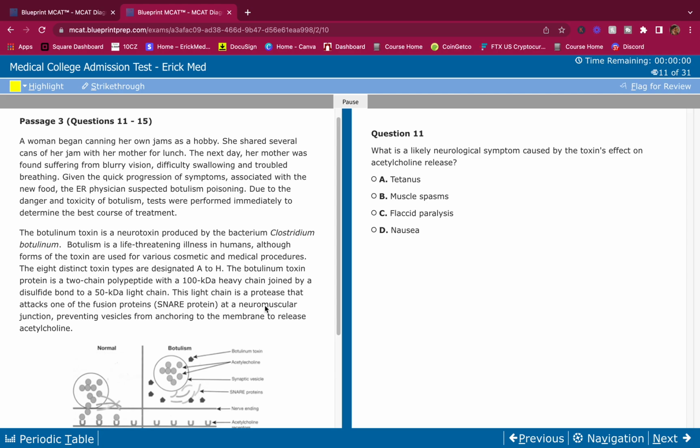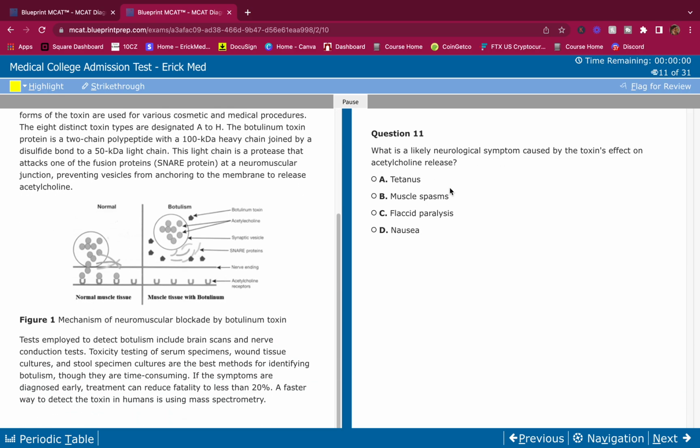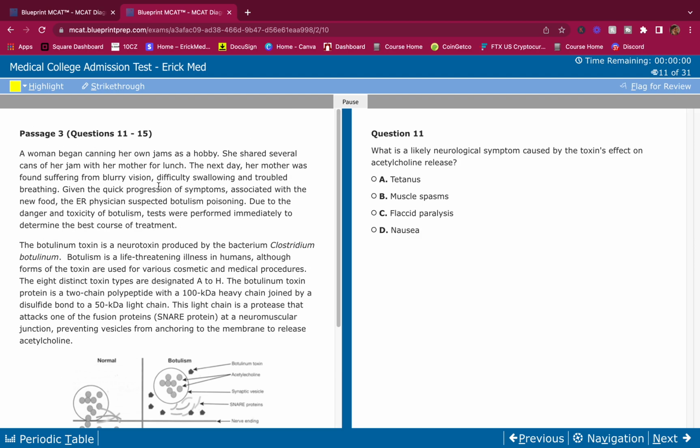Here we go again. We got a BB passage from the Blueprint FL free exam. I'm going to be showing you guys exactly how to read through this passage. I'm going to show you guys where to highlight. I'm going to show you guys how to pick the best answer choice. And I'm going to show you guys exactly how to make the MCAT easy.